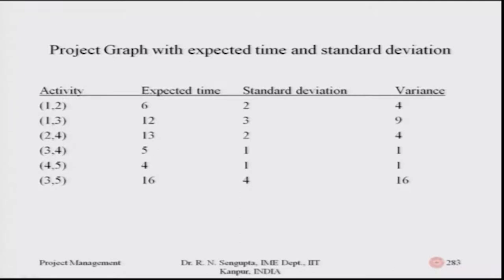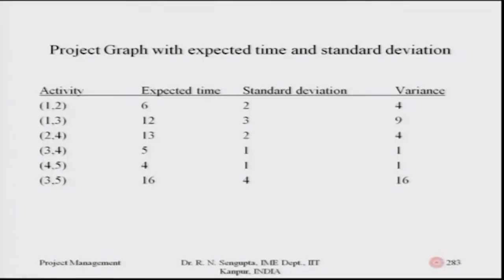So, in this problem, let us consider the activities are given in the first column, which is 1-2, 1-3, 2-4, 3-4, 4-5, 3-5. The expected time is given. This expected time considers that for the PERT method, the optimistic time, the pessimistic time and the most likely time were given. Based on that information, you find out the second column, which is the expected time.